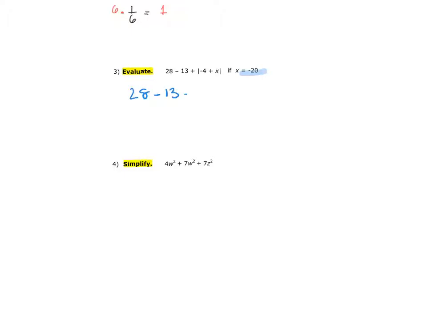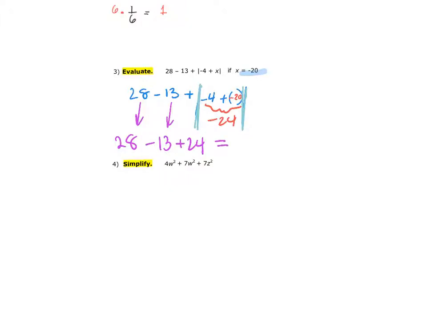28 minus 13 plus the absolute value of negative 4 plus, and I say negative 20. Well, negative 4 plus negative 20 is negative 24. The absolute value of negative 24 is just 24. And then you do 28 minus 13, because this gets rewritten, plus 24. 28 minus 13 is 15. And then 15 plus 24 is 39.